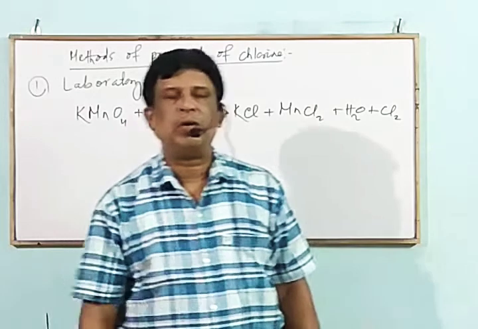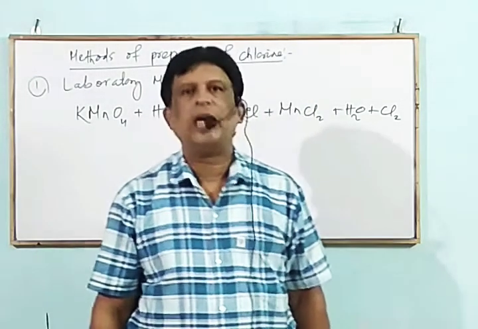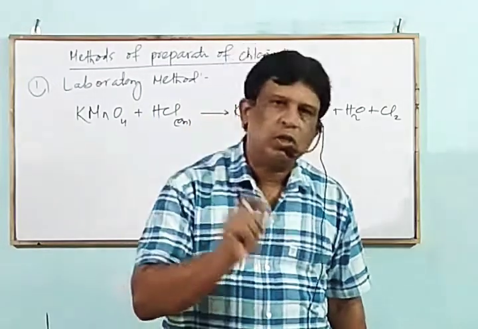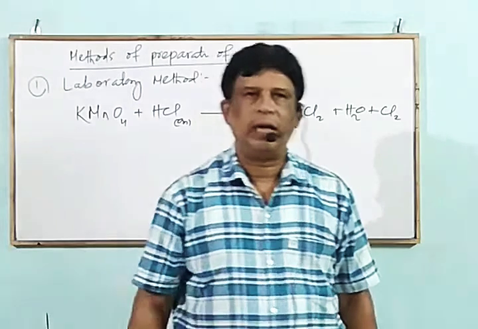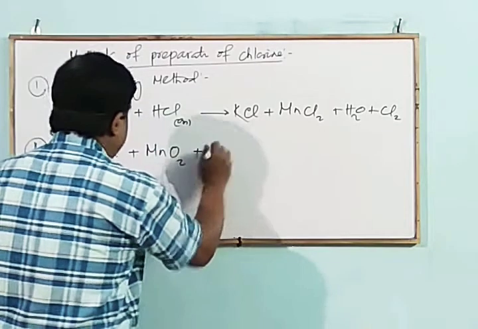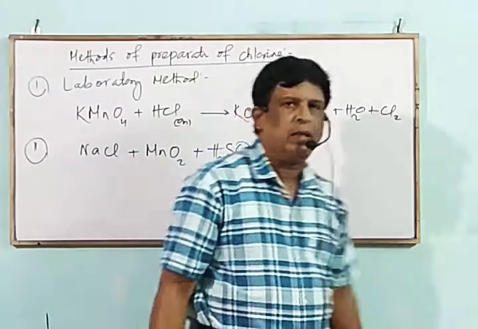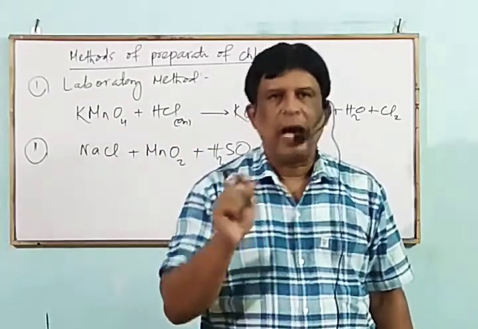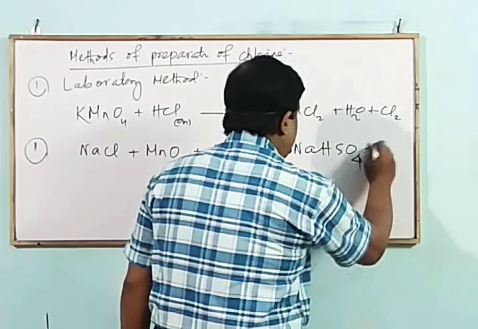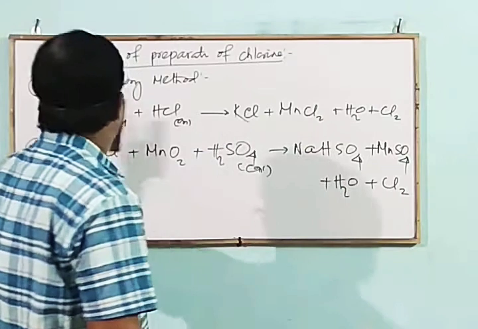Chlorine also may be prepared in the laboratory by reacting concentrated sulfuric acid with sodium chloride in presence of manganese dioxide. The reaction, the second method, is sodium chloride, manganese dioxide plus concentrated sulfuric acid. When sodium chloride reacts with manganese dioxide and concentrated sulfuric acid, the product is sodium bisulfate plus manganese sulfate plus water plus chlorine. It is the laboratory method of preparation.